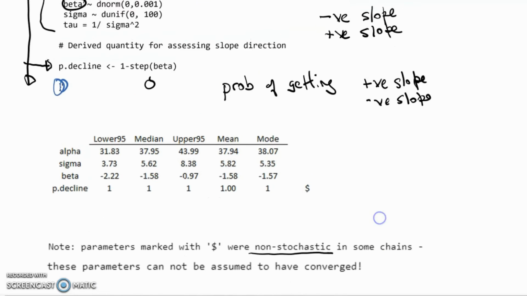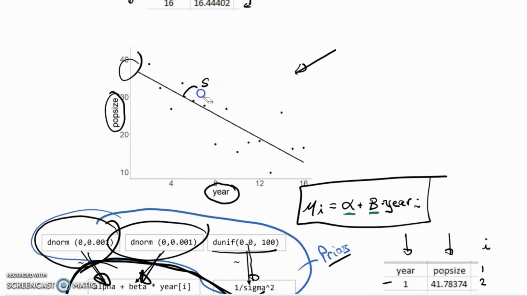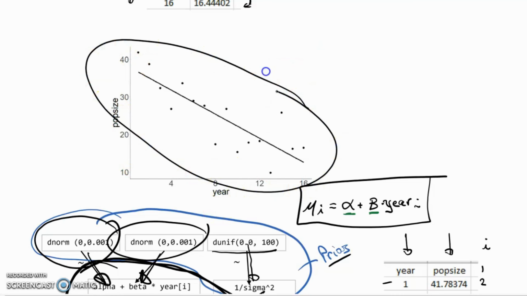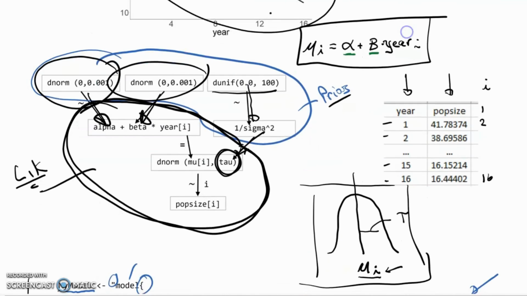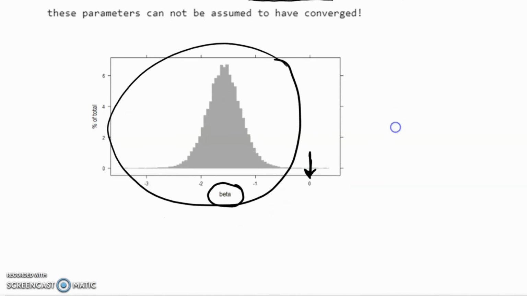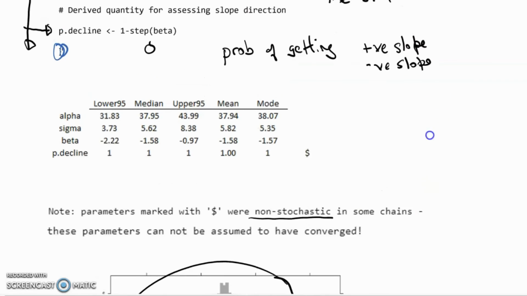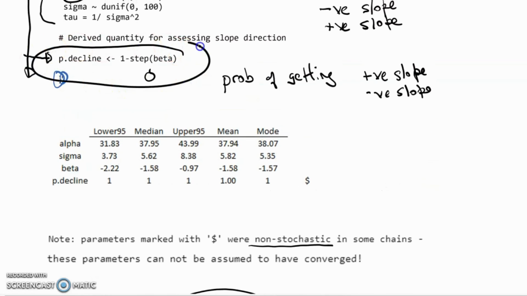And that's not surprising, given the strength of this relationship. It's almost certain that in all those 9,000 iterations, the slope is going to be negative. And as a consequence of the slope being negative, given the way we calculate P decline, essentially all 9,000 values are going to have a value of 1, which is why we get this warning.